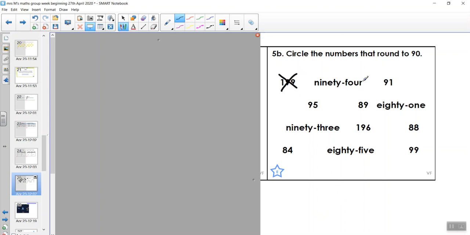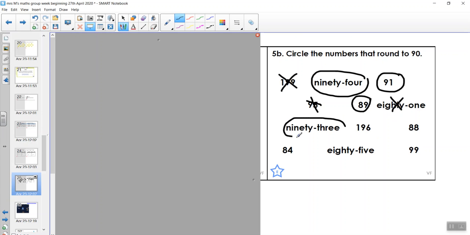199 is too big. 94 rounds to 90. 91 rounds to 90. 95 would round to 100. 89 rounds to 90. 81 would round to 80. 93 rounds to 90. 196 is too big. 88 rounds to 90. 84 is too small, it would round to 80. 85 rounds to 90. And 99 is too big, it would round to 100.